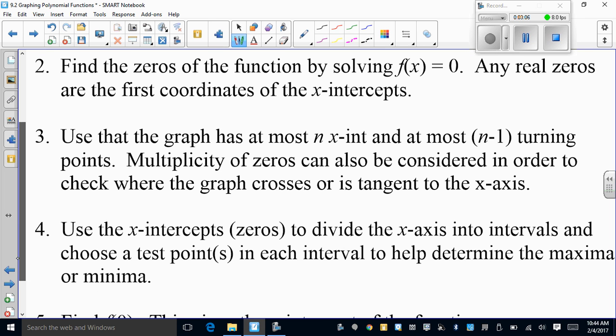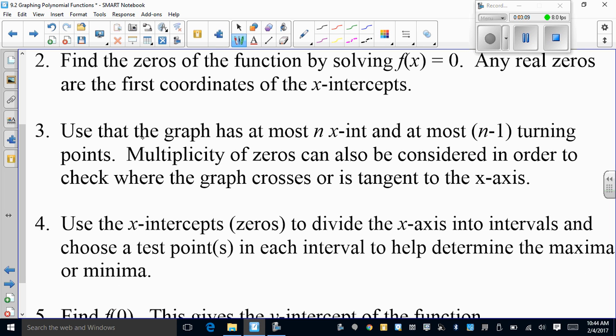Use that the graph has at most n x-intercepts and n minus 1 turning points. Multiplicity of zeros can also be considered in order to check where the graph crosses or is tangent to the x-axis. This is actually quite important. So anyways, you're going to plug in these x values, and at this point you can identify if it's going to cross or if it's going to be tangent and touch. You can also at this point identify, using your end behavior, what's happening. Is it coming down and crossing, or is it coming up and crossing?